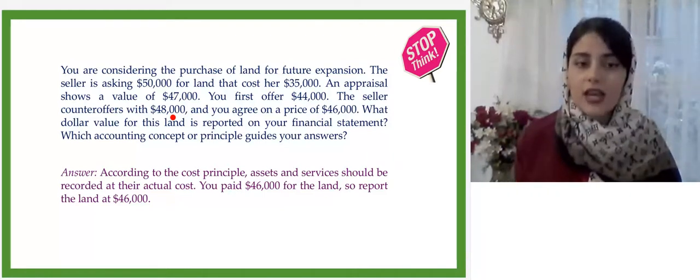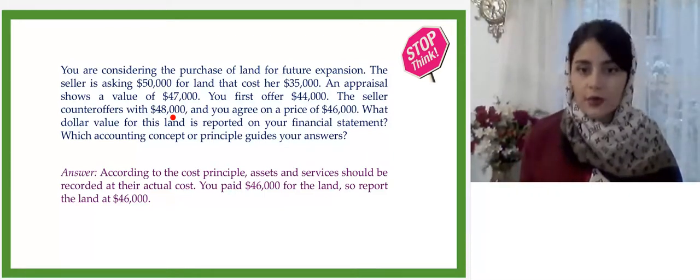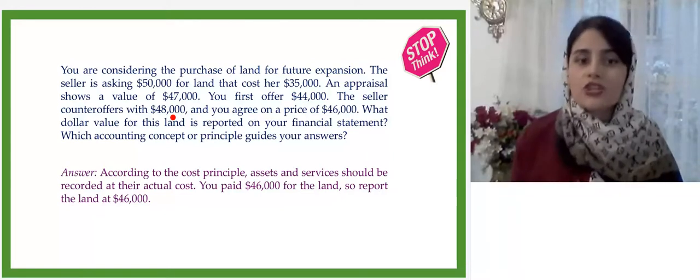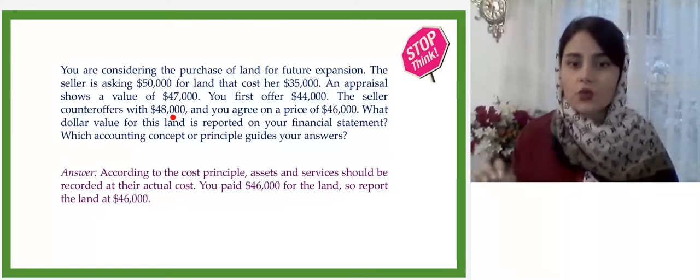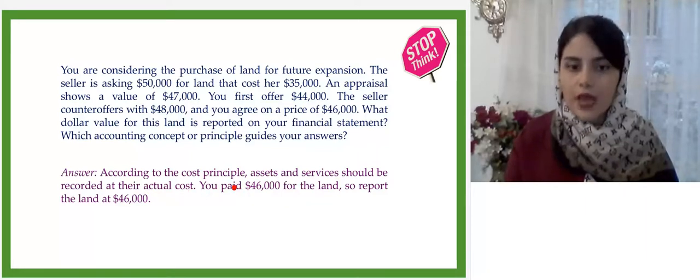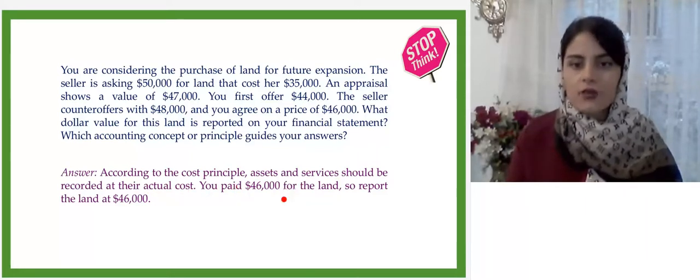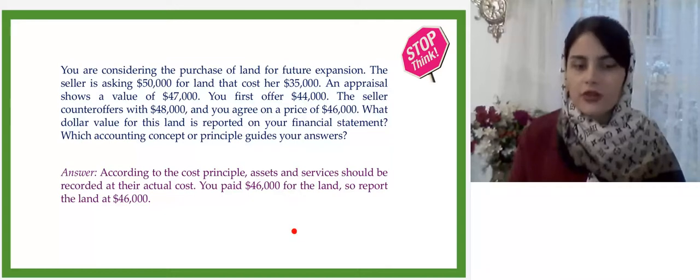We should say that according to the cost principle, assets and services should be recorded at their actual cost. So you pay $46,000 for the land and report $46,000.